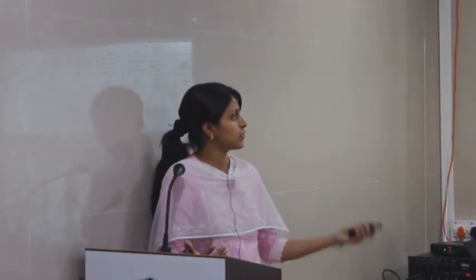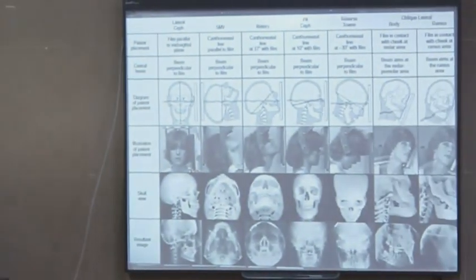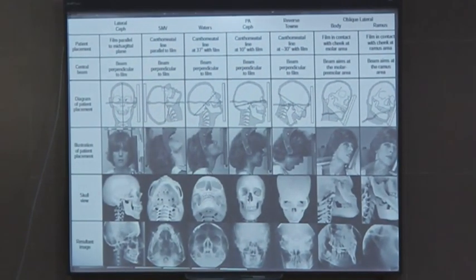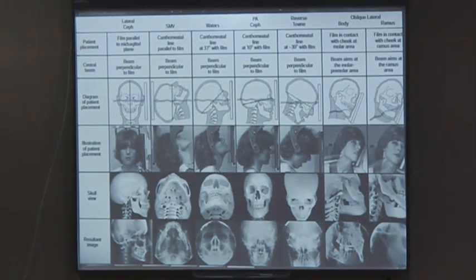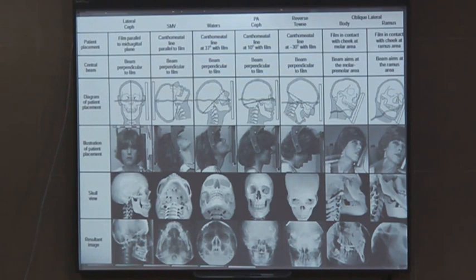If you say Waters view, I am going to see my paranasal sinuses. If you ask for submental vertex view, I am going to see my base of skull. If I ask for jug handle view, I will see my zygomatic arch alone. And if you ask for reverse Towne's view, it is for my TMJ. If it is PSF, it is just for your normal skeletal profile. It can be used for your maxillofacial trauma cases.